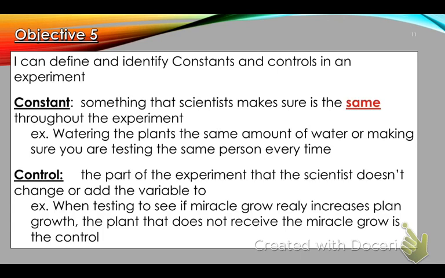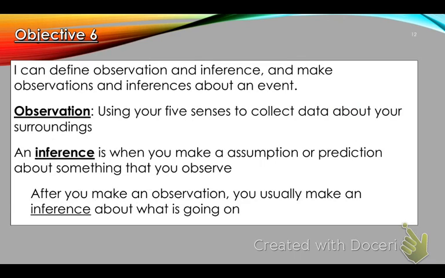Okay, so now we're going to go on to Objective 6, which is observation and inference. So observation is the using of your 5 senses to collect data about your surroundings. And an inference is when you make an assumption or prediction about something that you observe. After you make an observation, you usually make an inference about what's going on.